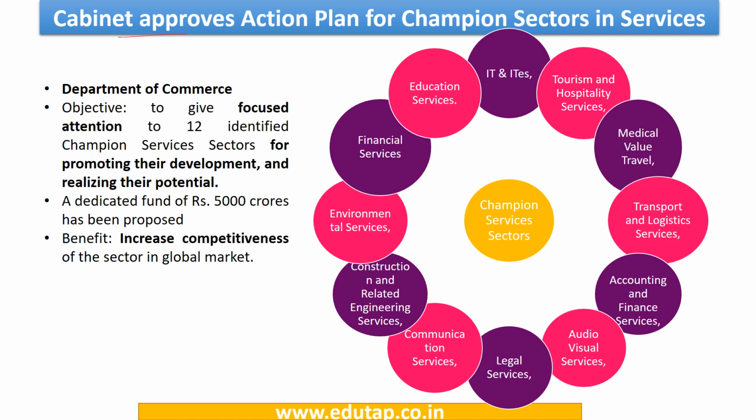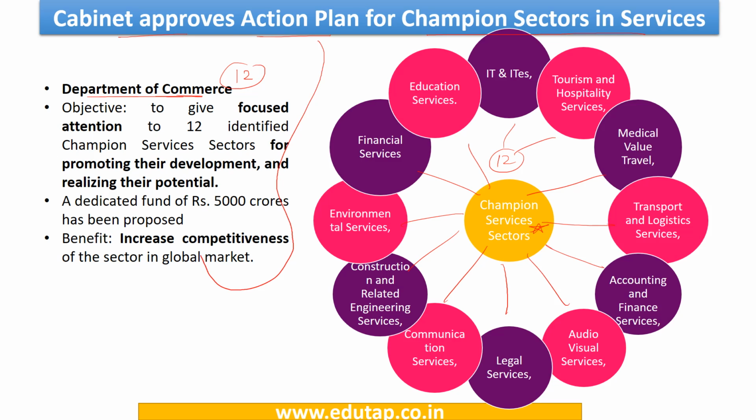Next we have: Cabinet has approved the action plan for champion sectors in services. This has been an initiative of the Department of Commerce, which has asked to take initiatives for the 12 identified champion sectors in the services sector. The 12 sectors are mentioned here. You need to learn all 12 champion sectors of services, and here the action plan is to increase the competitiveness of these 12 services in the global market.